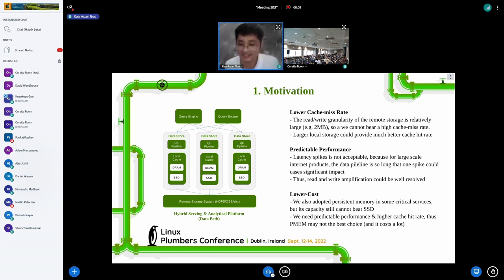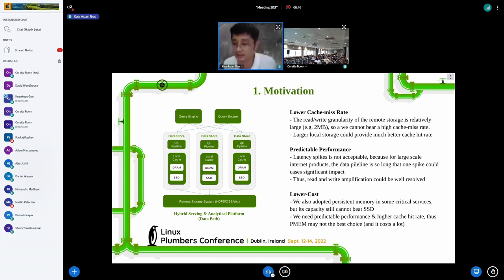This database serves so many products, and some of the products have long data paths that cross many other different products. So we have three requirements for the local cache: low cache miss rate, fast performance, or more specifically, predictable performance, and of course, low cost. Since the remote storage has a much larger access granularity, usually 2 megabytes in most cases, we cannot bear a high cache miss rate, which leads to a large tail latency.